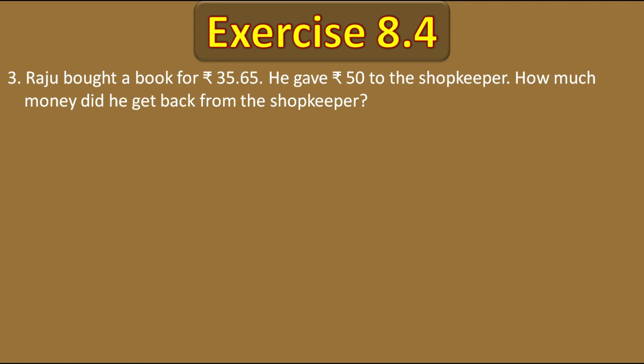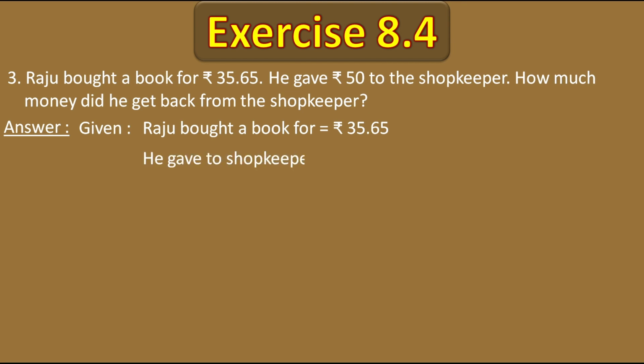He gave rupees 50 to the shopkeeper. How much money did he get back from the shopkeeper? Now first we will write the given things. Here the given thing is Raju bought a book for rupees 35.65, and he gave 50 rupees to the shopkeeper. So to know how much money he got back, we have to subtract this 35.65 from this 50 rupees. So rupees 50.00 minus 35.65.